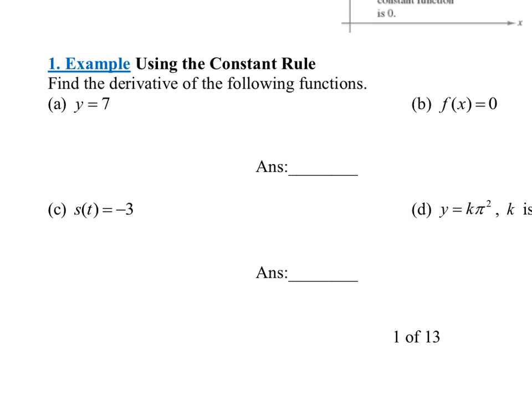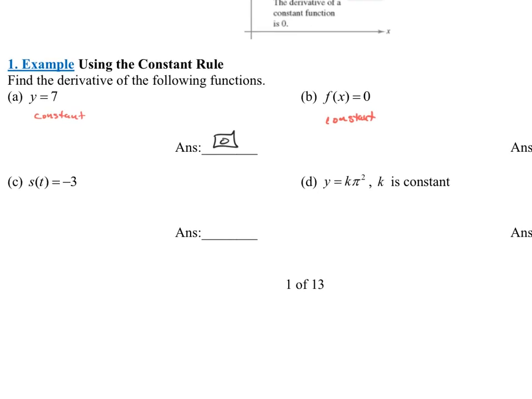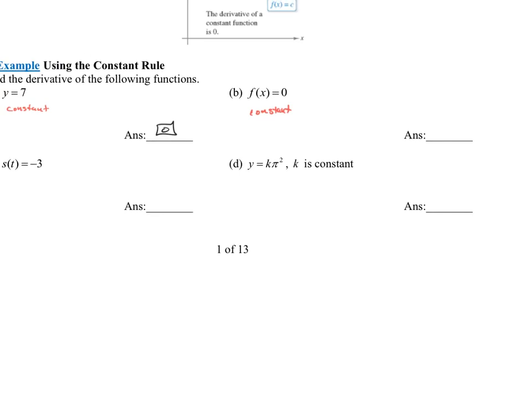It says, find the derivative of the following functions. A is y equals 7. The answer is 0. Again, we can't just put 0. We have to justify it. Why did I put 0? Because this is a constant. You're going to find that with every single one of these. What about the derivative of 0? Well, it is also a constant, and so the answer has to be 0. Let me go over to the answer blank and put in a 0, okay?